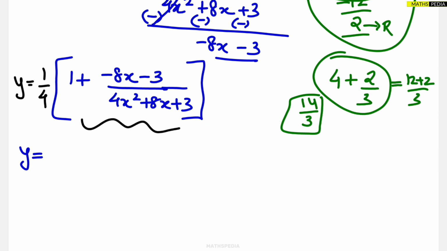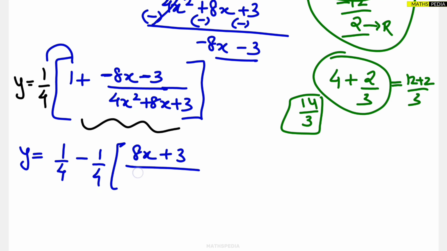What I'll do, I'll take 1 by 4, you multiply inside. So what will happen? 1 by 4 plus 1, here minus minus is there. So I'll take outside. So it will become minus 1 by 4 into 8x plus 3 divided by 4x square plus 8x plus 3. Okay.